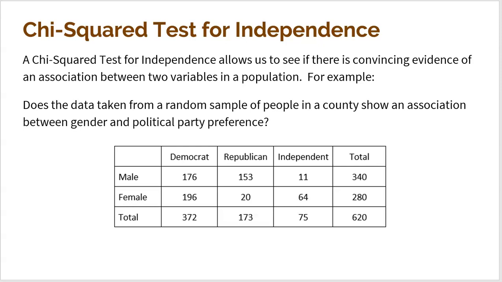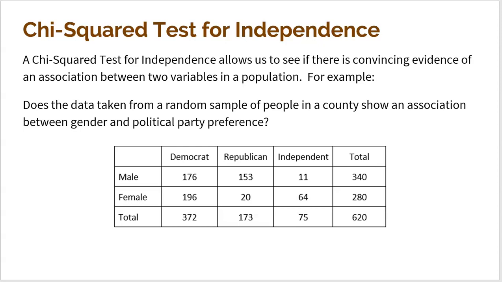Here is an example where we're looking at males and females, and we were asking them if they're Democrat or Republican or independent. The question specifically says: does the data taken from a random sample of people in a county show an association between gender and political party preference? So we measured a bunch of people in a particular county. Who knows, a county in California maybe, and we saw males and females, Democrat, Republican, Independent, and we want to know, is there an association? So does being male make me more likely to be Democrat or Republican or Independent, or maybe there's no difference?